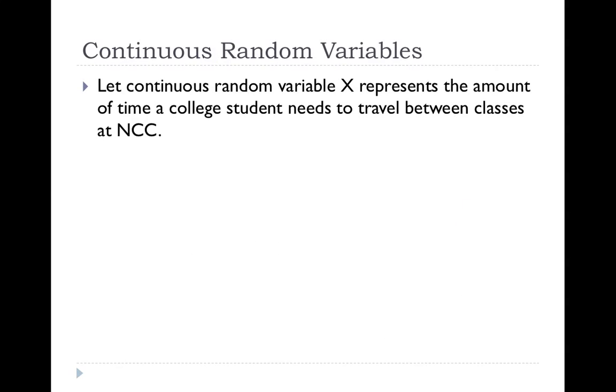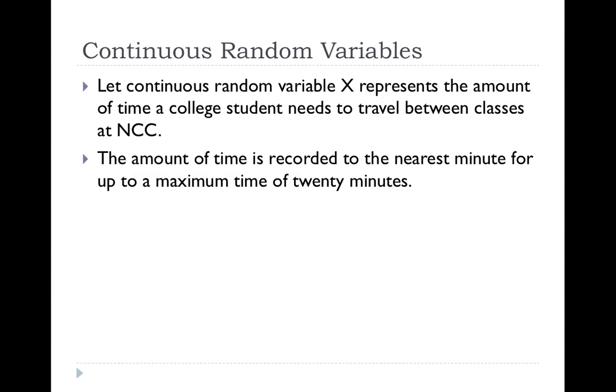Let continuous random variable x represent the amount of time a college student needs to travel between classes at NCC. The amount of time is recorded to the nearest minute for up to a maximum of 20 minutes.